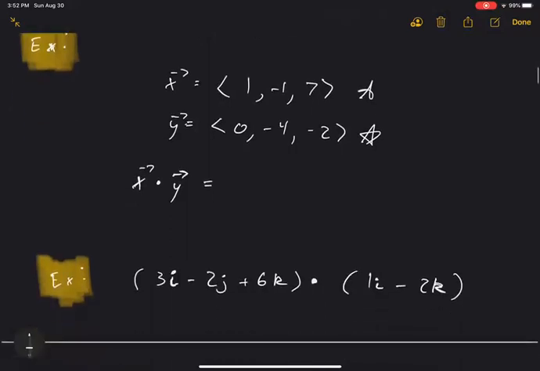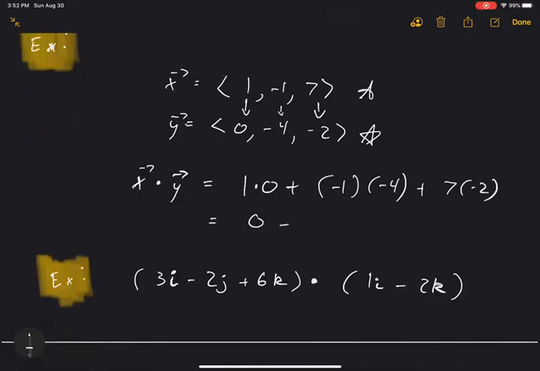Let's continue. So the dot product would be 1 times 0. I multiply 1 times 0. Then I add -1 times -4. Be careful with your negatives. Then I add 7 times -2. That's going to be 0 plus 4 minus 14 equals -10. So that's my dot product of those two vectors.